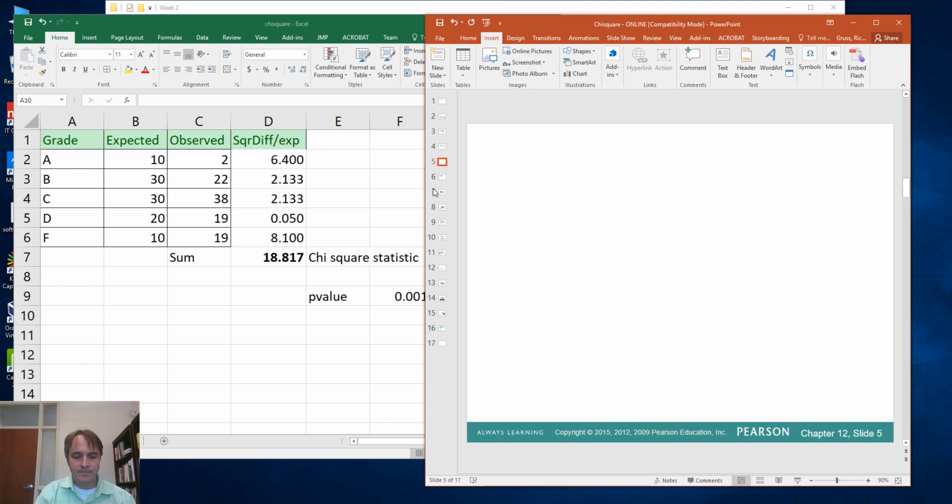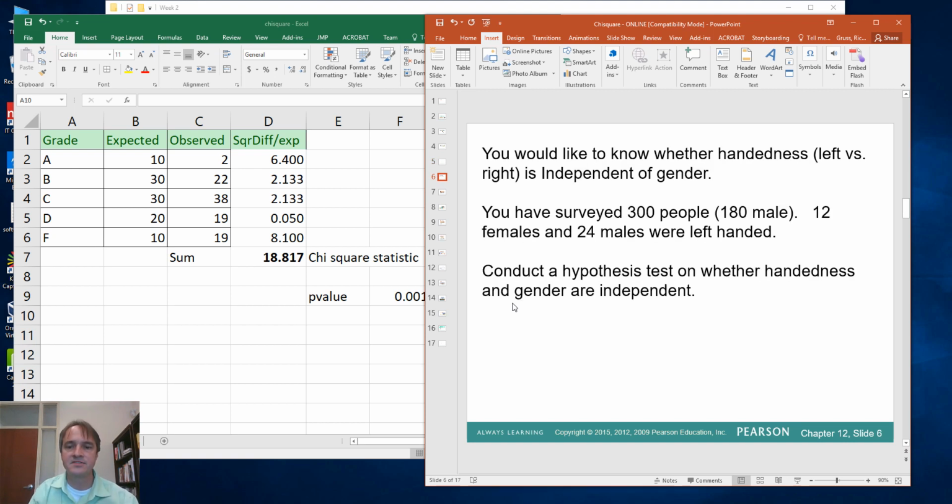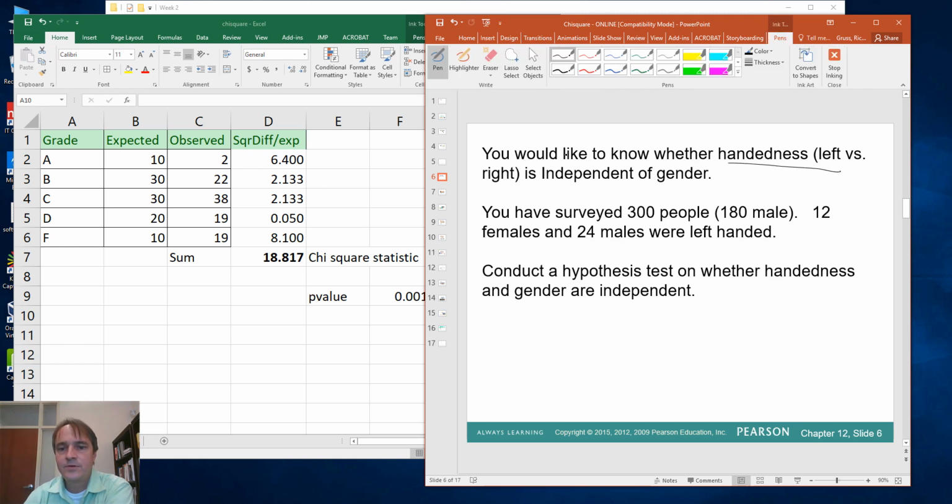So, to begin with, let's start off with an example, actually. We would like to know whether handedness, that is, whether you are left versus right-handed, is independent of gender. So this is going to be male versus female. Now, it's an interesting question. There may not be any kind of physiological reason why your gender might cause you to be right or left-handed, but it is something that we might want to check.